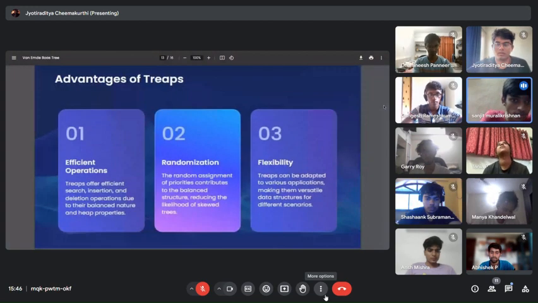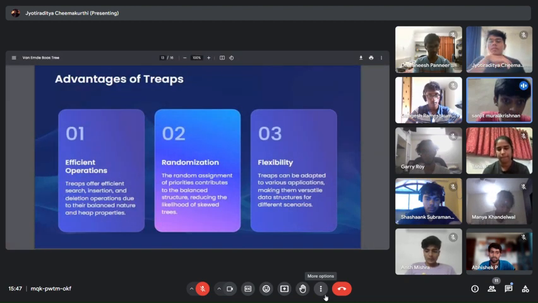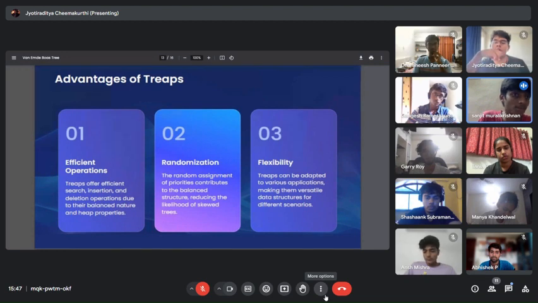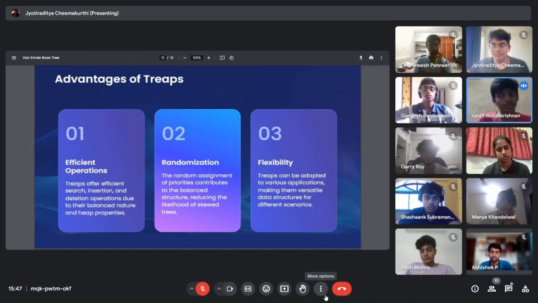So basically, what this randomization property helps us in achieving is flexibility. Treaps can be adapted to many different applications, such as connectivity problems and range query problems. Treaps can be used for many other things as well, so the number of scenarios it can be used in are endless. And since it maintains all the properties of a binary search tree and a heap, it's also very efficient. As I said, in O(log n) time, it can do searching, insertion, deletion.